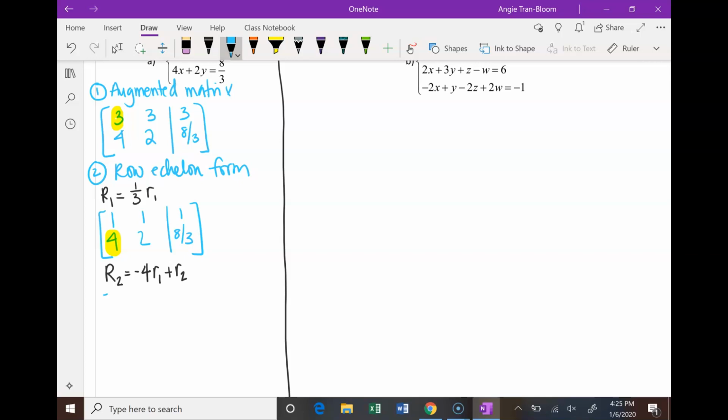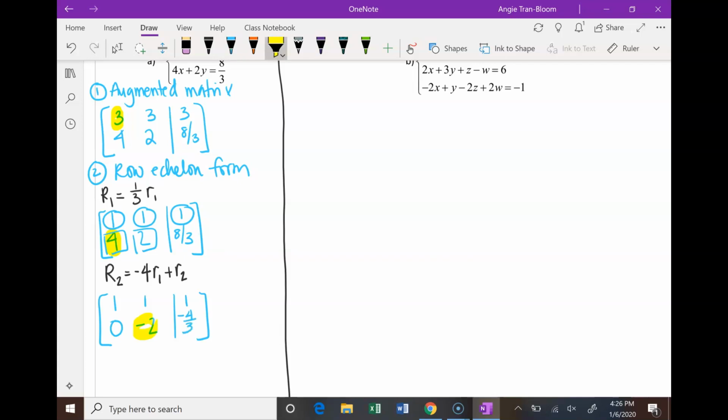For this particular operation, I'm only changing row 2, so I don't need to do anything to row number 1. So here we go. -4 times 1 is -4. -4 plus row 2, which is 4, is 0. So that's why it works. -4 times 1 is -4 plus 2 is going to be -2. -4 times 1 is -4 plus 8/3 will give us -4/3.